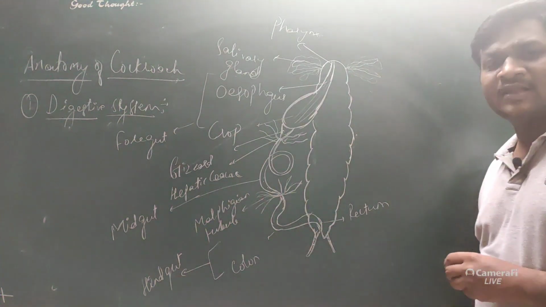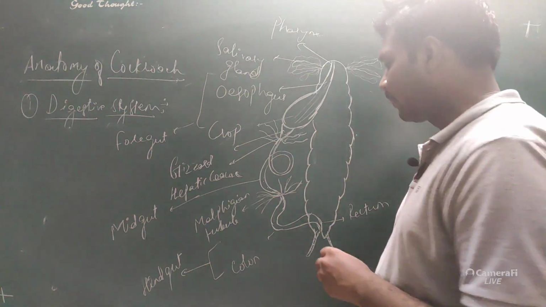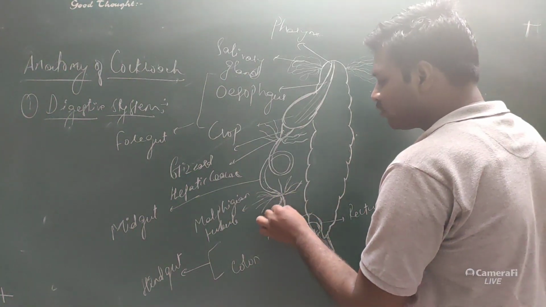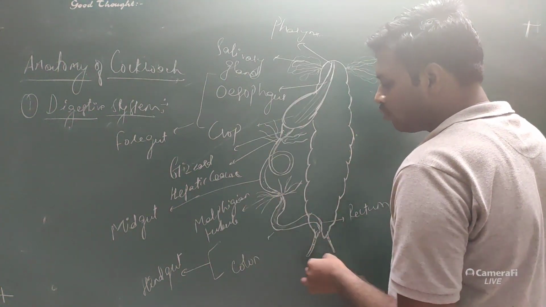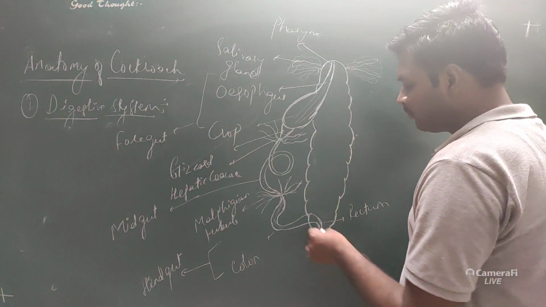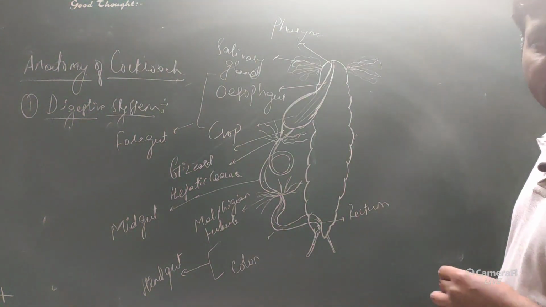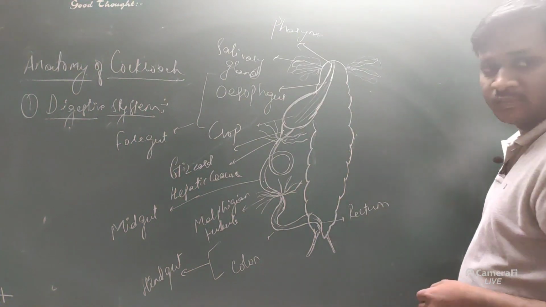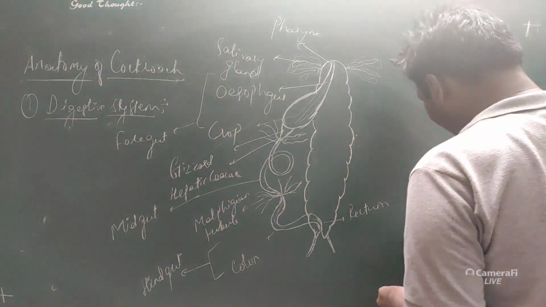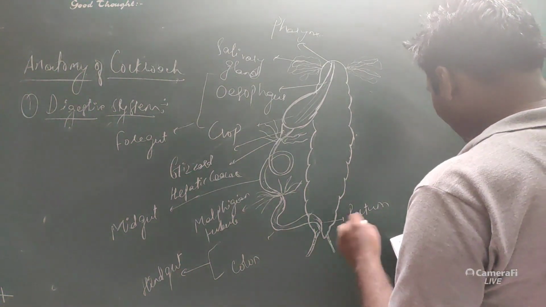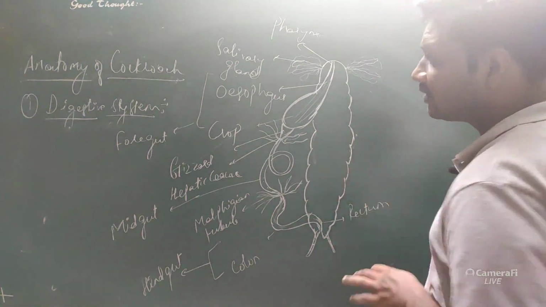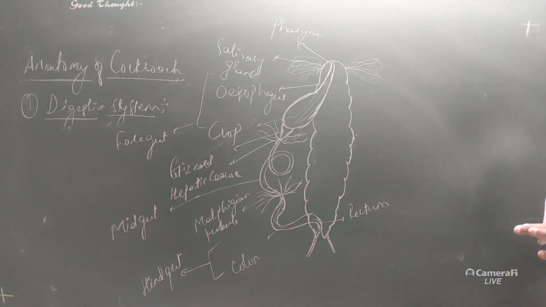The main function of the Malpighian tubules is filtration. Whatever undigested food material is there will enter the colon, the part of the hindgut, and the colon will store it for a short period of time within the rectum, and after that it will be excreted outside by the anus. So this is what the digestive system of the cockroach is.